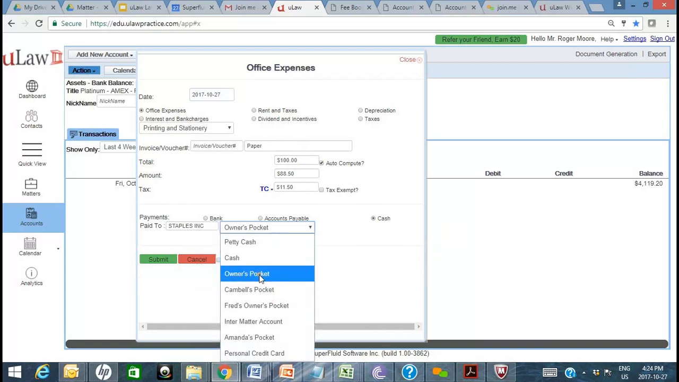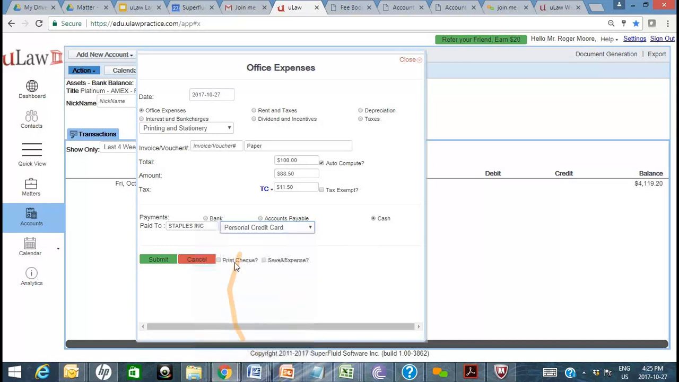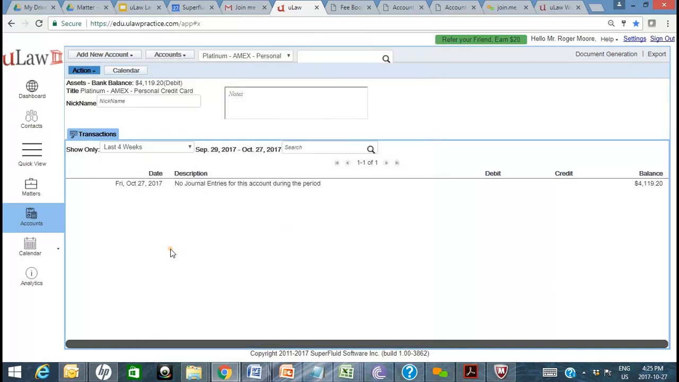You can actually have multiple in this. You could even say owner's pocket credit card, right? Because it's your own account that you're bringing into this business. It's always advised that you keep your business accounts separate from your personal accounts, if you can first make that judgment, and then use either owner's pocket or you see some of our personal credit card as an account and basically say, yeah, you paid $88 with $11.50 as tax, and you've just reported that.